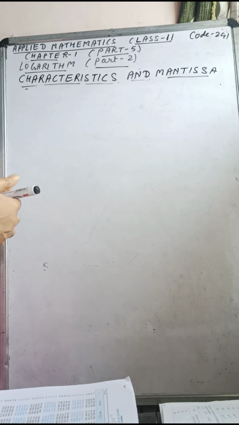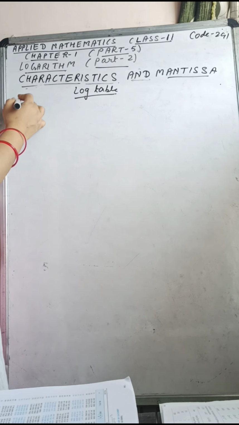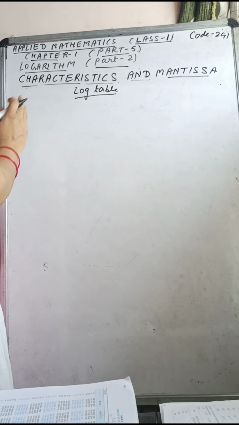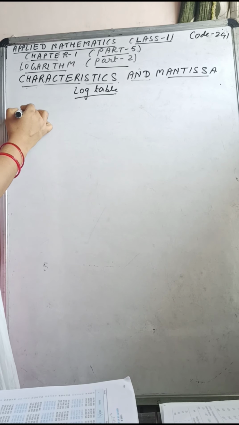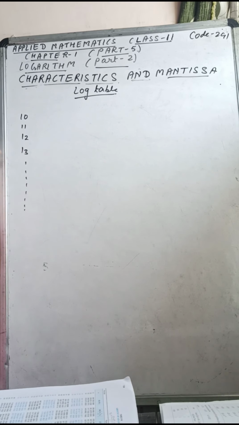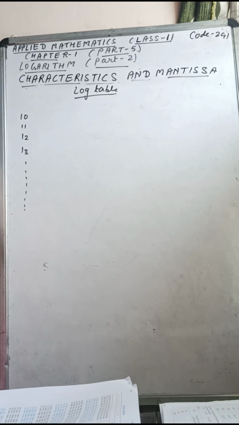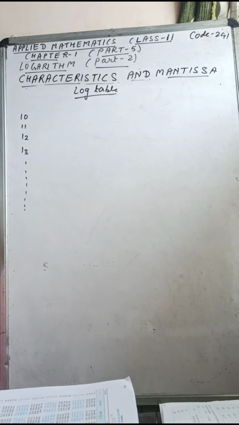Log and anti-log tables. Right now we are understanding logarithm; anti-logarithm I will do afterwards. So first, just see the log table. If we talk about the horizontal rows, there are 90 rows: 10, 11, 12, 13 and so on, till 99. So 99 minus 10 is 89, plus 1 is 90. So 90 rows are there.